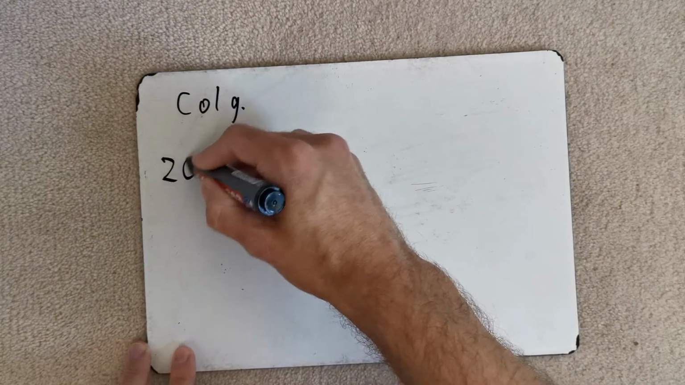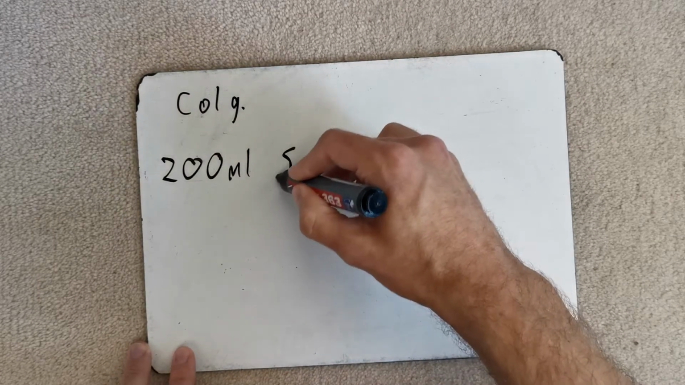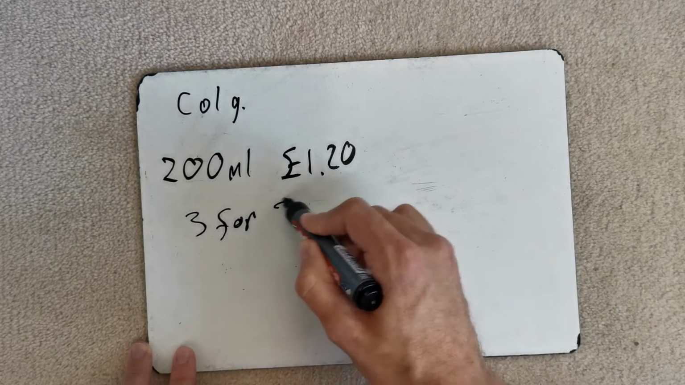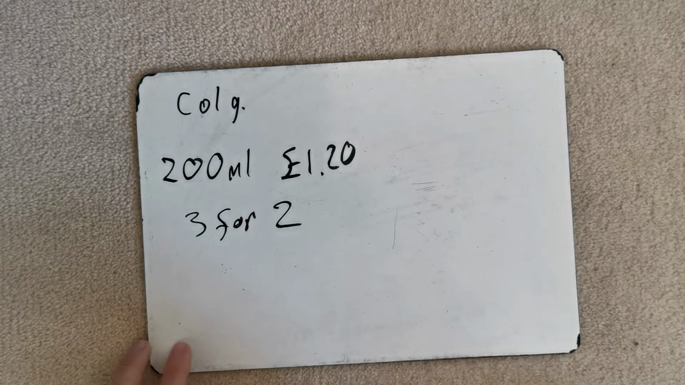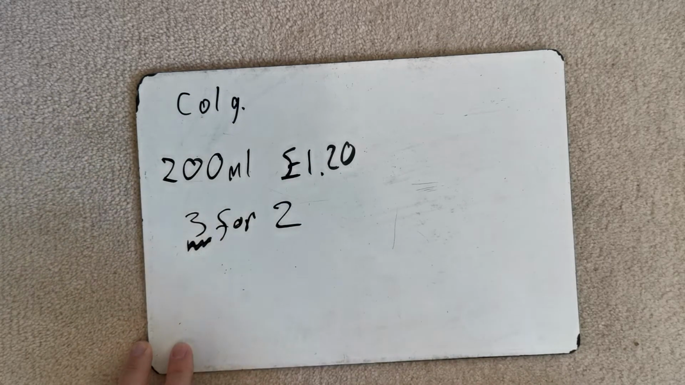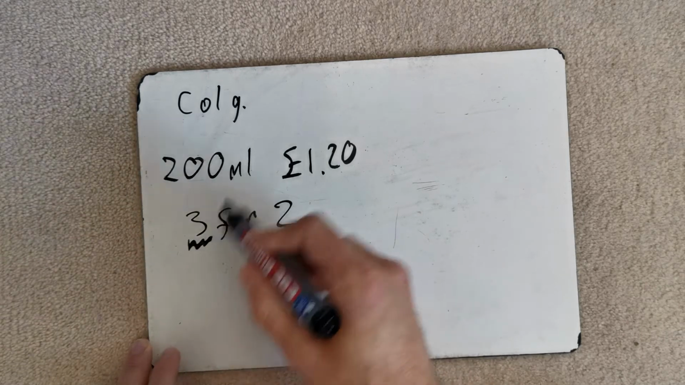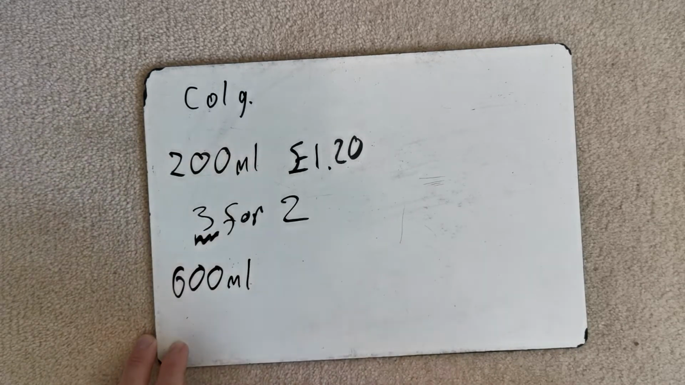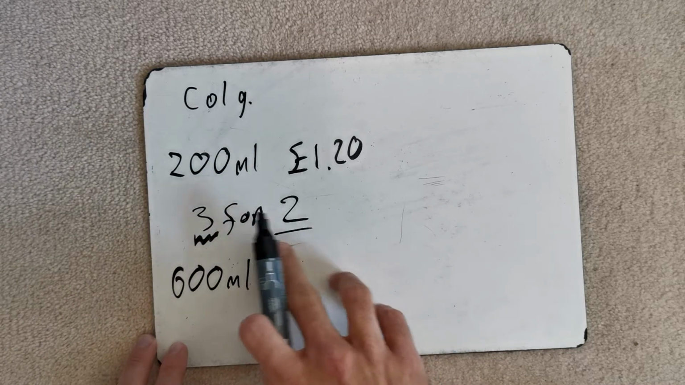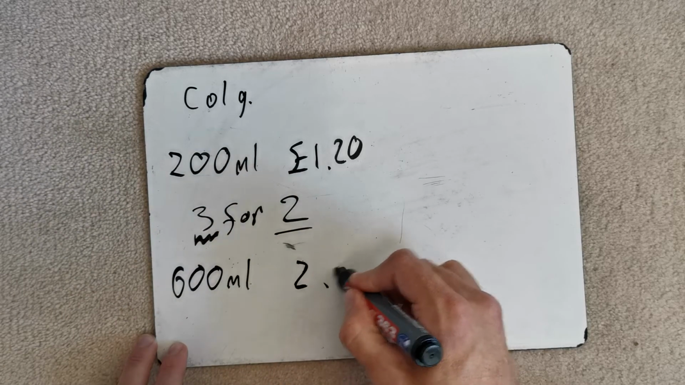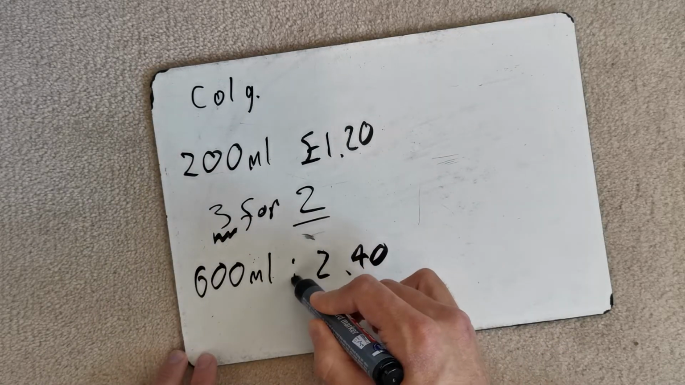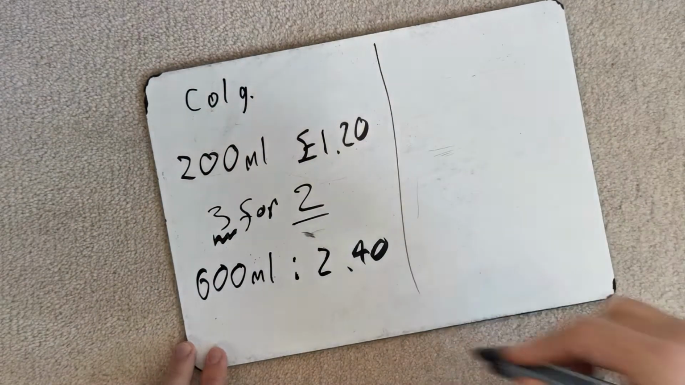So 200ml tubes, they're £1.20 each, and they are 3 for 2. So let's get the price of 3 of them, shall we? So we'll get 600ml for 3 tubes for the price of 2 tubes. Well, 2 tubes would be £2.40. Okay, so 600ml would give you £2.40.